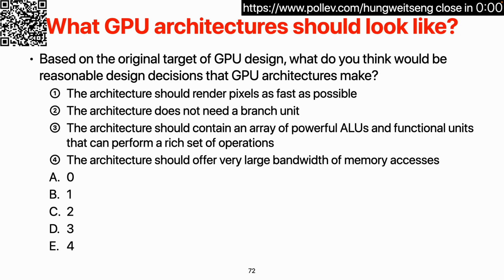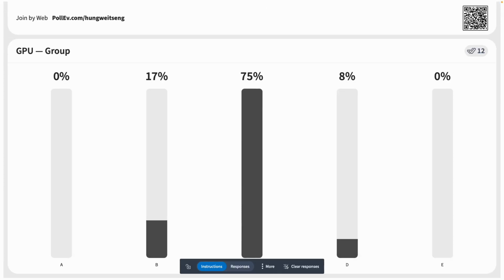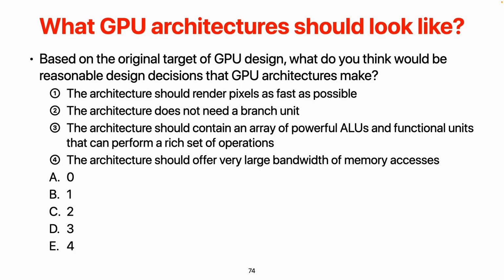All right, let's take a look. What do you guys think about the GPU design? C, still 2. What are the 2? Should the architecture render pixels as fast as possible? Why not? You care about the throughput.